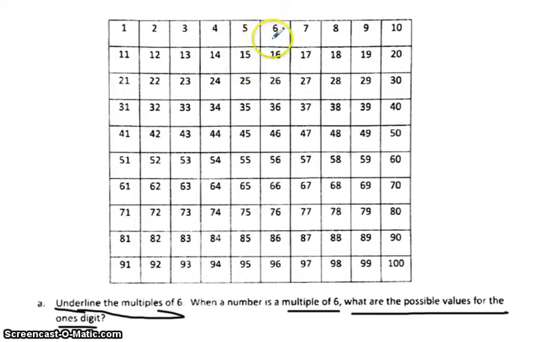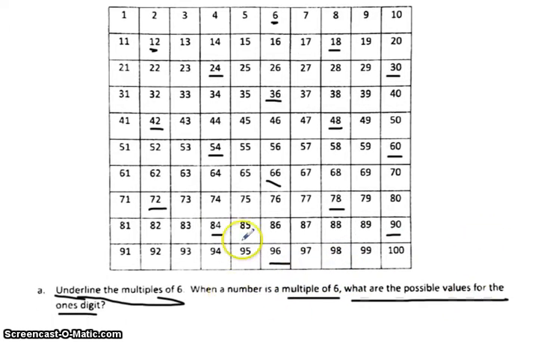So we skip count by 6. So 6, we're going to underline 6. And then 6 more is 12. 6 more is 18. 6 more is 24. 6 more is 30. 6 more is 36. 6 more is 42. 6 more is 48. 6 more is 54. 6 more is 60. 6 more is 66. 6 more is 72. 6 more is 78. 6 more is 84. 6 more is 90. 6 more is 96. And then the next one will be over, it'll be 102.